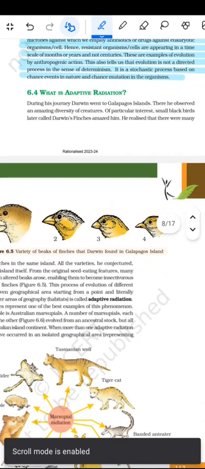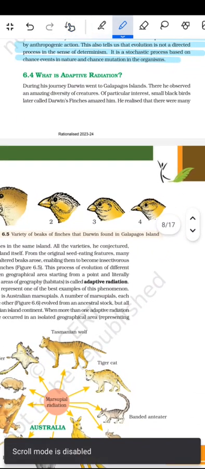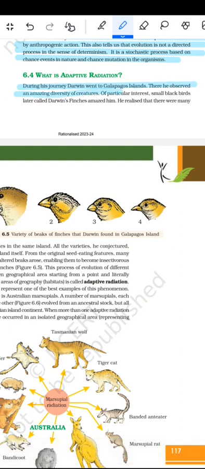Then comes, what is the adaptive radiation. So during his journey, Darwin went to the Galapagos Island. There he observed an amazing diversity of the creature. Of particular interest, a small black bird called Darwin finches amazed him.